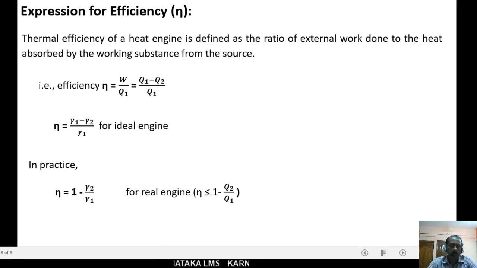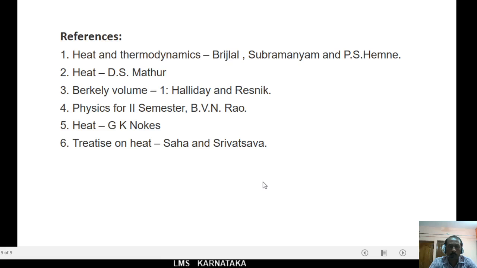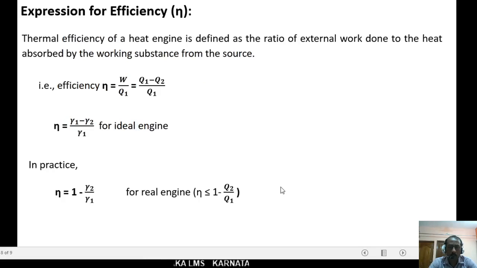Therefore, efficiency eta equals (T1 minus T2) divided by T1 for an ideal engine. The efficiency of the Carnot heat engine is given by the formula eta equals 1 minus T2 upon T1, or eta equals 1 minus Q2 upon Q1. Here it is by mistake written as gamma; it is not gamma, please make the correction. This is 1 minus T2 by T1, or 1 minus Q2 by Q1. For real heat engines, efficiency is less than or equal to 1 minus Q2 by Q1.